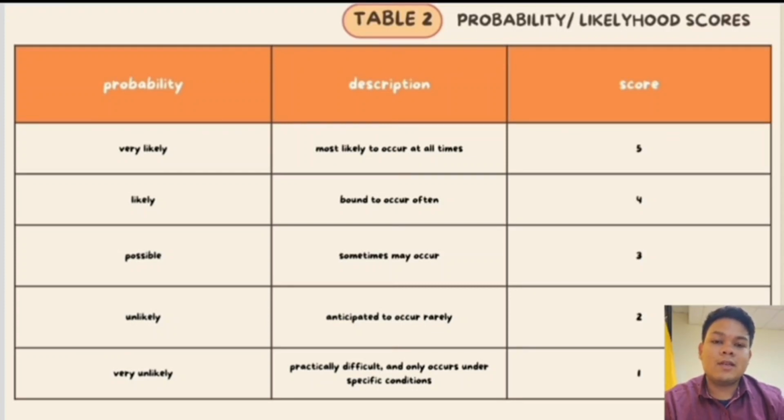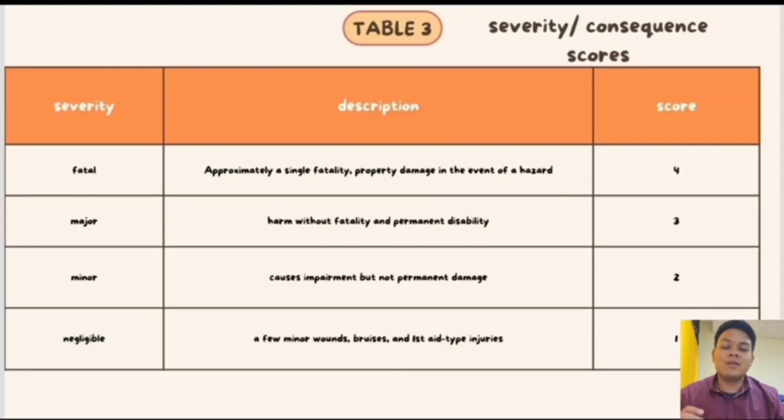The fourth stage is likely, which is bound to occur often, and is given a score of 4. And the last stage is very likely, which is most likely to occur at all times, and is given a score of 5. Table 3 is the severity table.